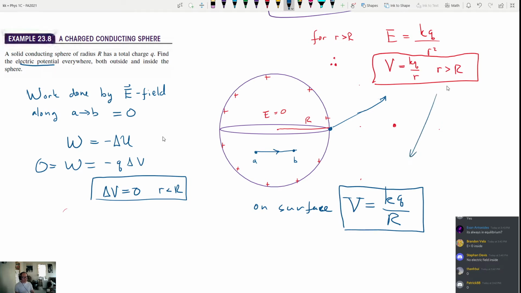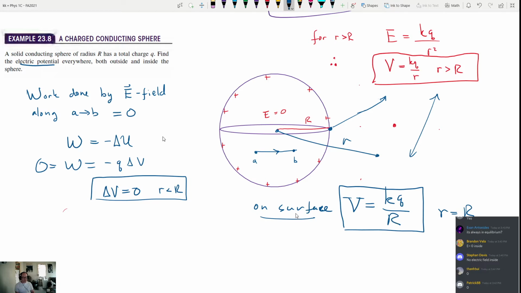What's the difference between these two equations? It's just the r. Here, little r is like a variable. Little r could represent any distance r, okay? On the surface, I'm saying on the surface, little r happens to be equal to big R. So we plug an R here, right?